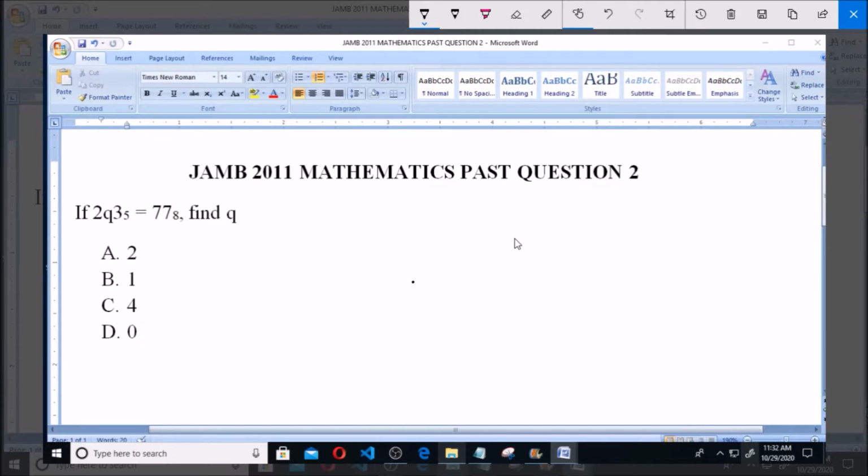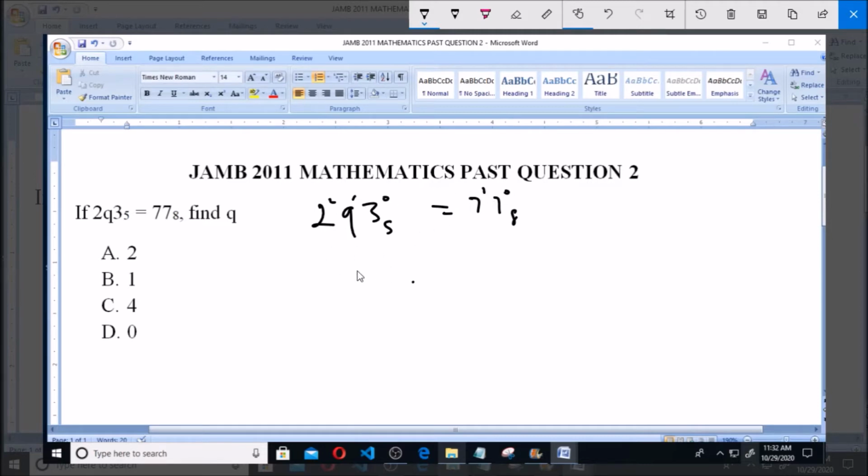Now the first thing we're going to do is to convert both to base 10. That is, to convert 2q3 in base 5 to base 10 and also 77 base 8 to base 10. By doing so we have 2q3 in base 5 is equal to 77 in base 8, with place values 2, 1, 0 as the powers.